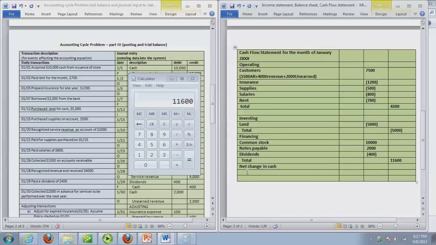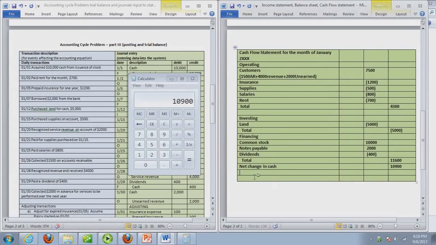Okay, here we can do 4,300 minus 5,000 plus 11,600, and we've got 10,900. Now that number sounds familiar, which is good news.